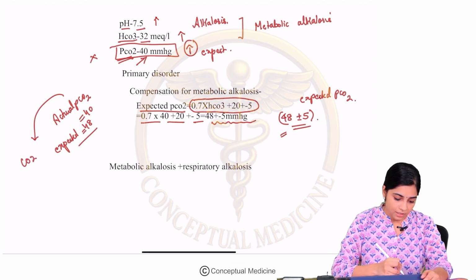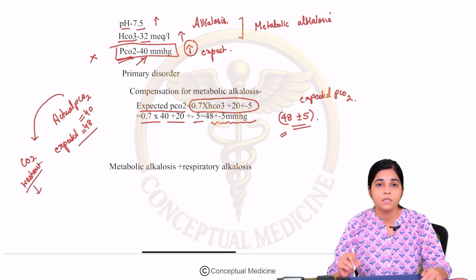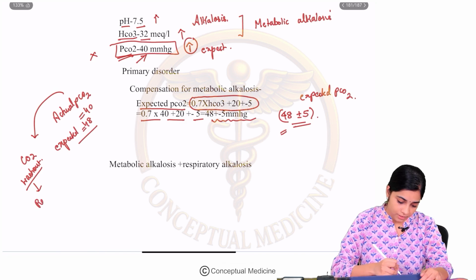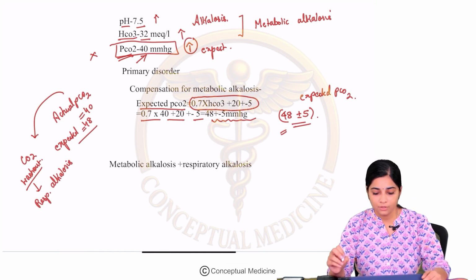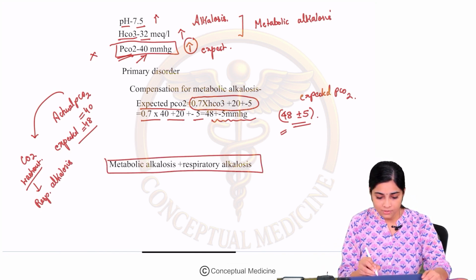So there is some carbon dioxide washout that is happening. Or in other words, what is carbon dioxide washout also called? That means there is some amount of respiratory alkalosis. Okay. So finally, what is the diagnosis in this patient?